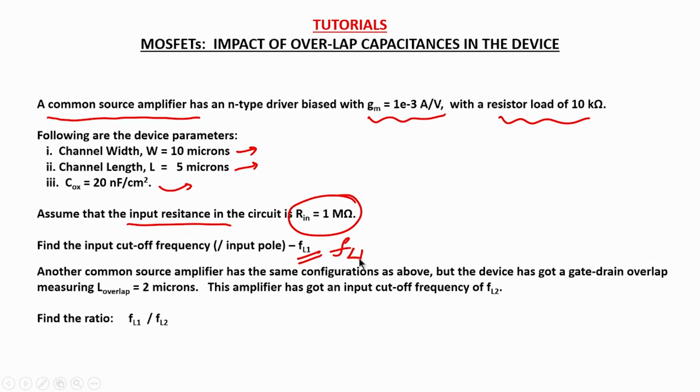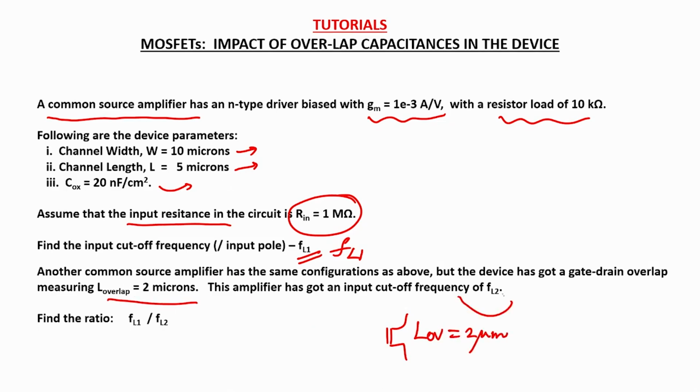And you are also given that another common source amplifier has the same configuration as above, except that the MOSFET device in that amplifier has an additional L overlap, LOV, measuring 2 microns.